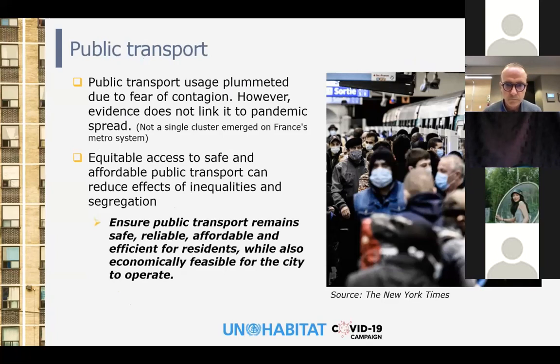However, evidence does not link the use of public transport to the spread of the virus. Equitable access to safe and affordable public transport can reduce effects of inequalities and segregation. Cities should ensure public transport remains safe, reliable, affordable, and efficient for residents, while also being economically feasible for the city to operate.